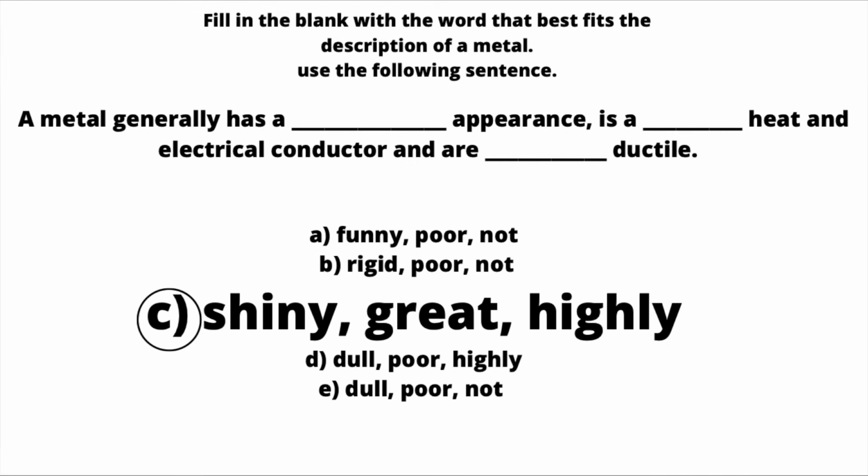Our answer here is C: shiny, great, and highly. So if we fill in the blanks, the sentence would read: a metal generally has a shiny appearance, is a great heat and electrical conductor, and are highly ductile.